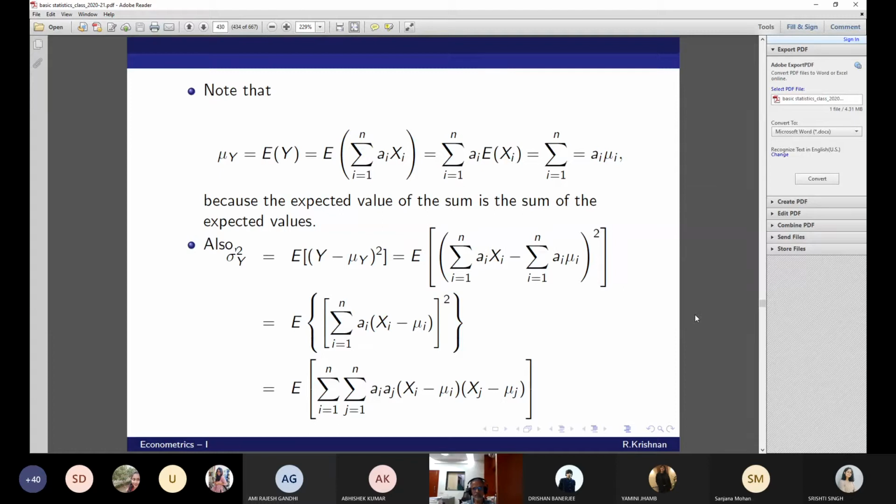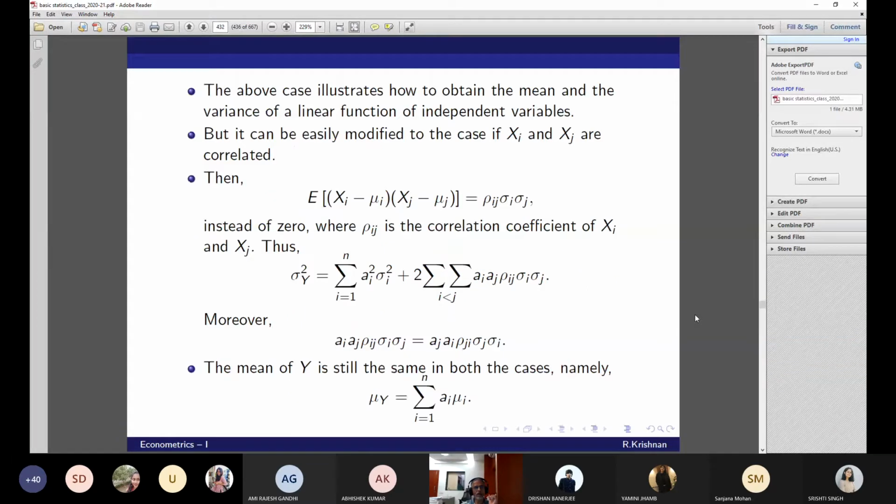I hope there's no mistake in this. Xi minus mu i whole square, yeah. The cross products drop out. This case illustrates how to obtain the mean and variance of a linear function of independent variables, but it can be easily modified to the case if xi and xj are correlated. This is it. The mean is still the same.